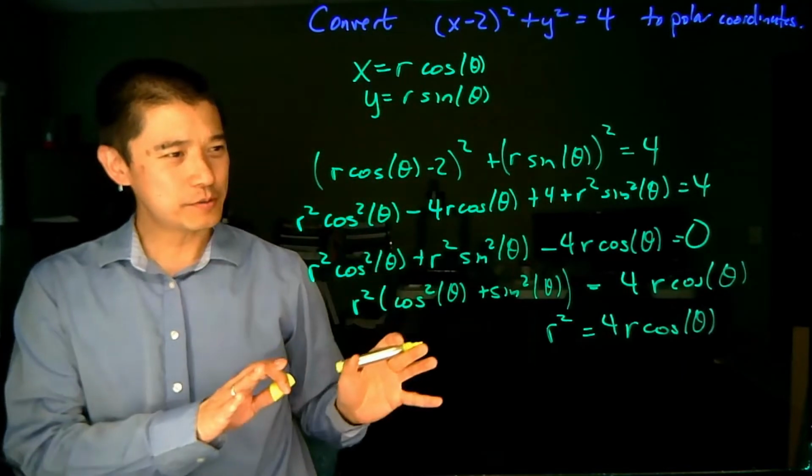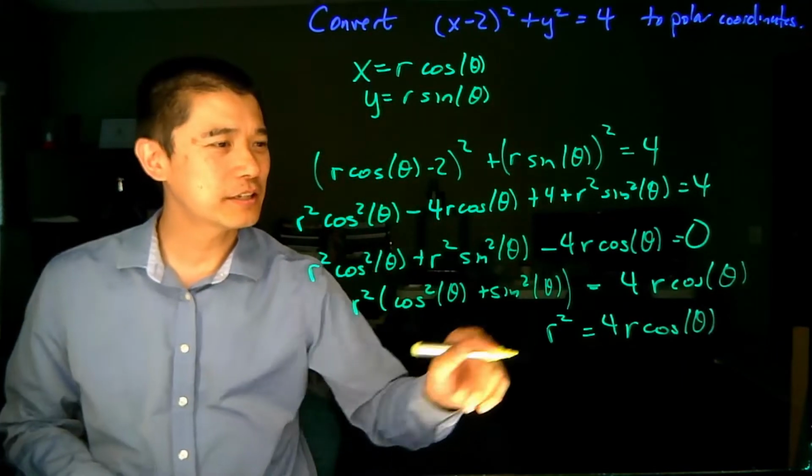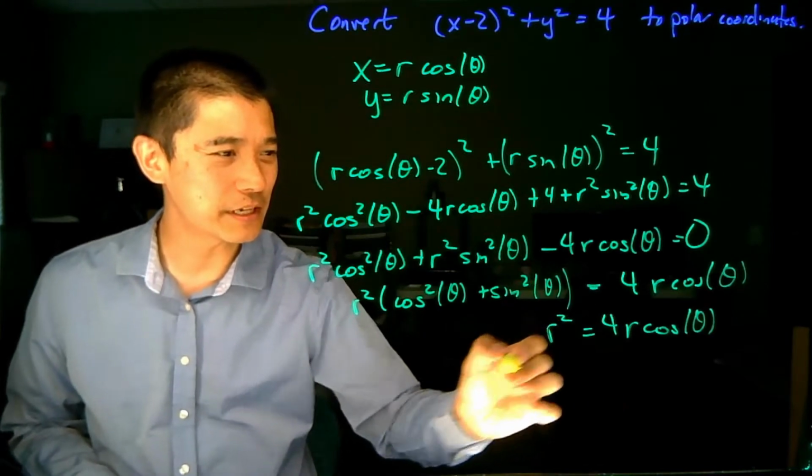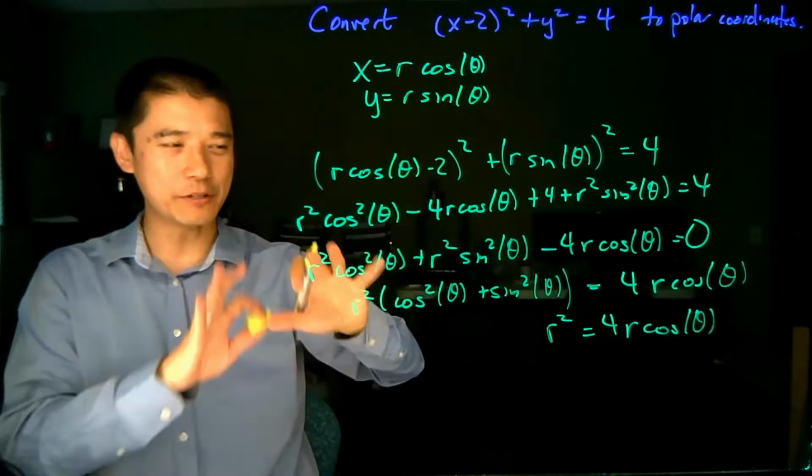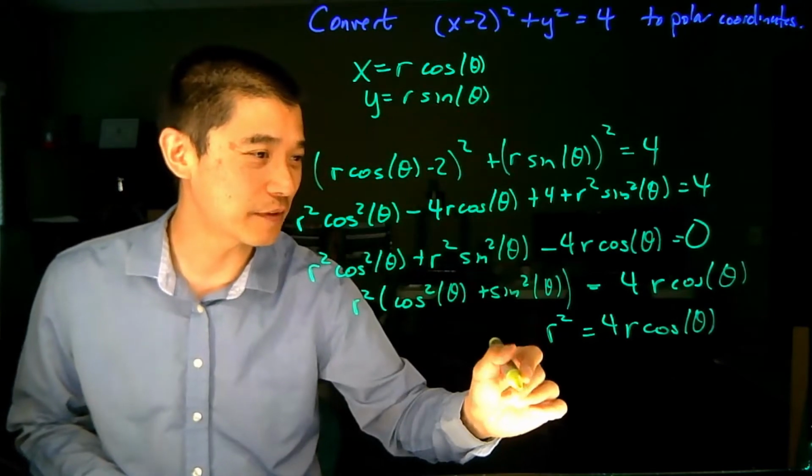Now at this point, you can leave it like this. This is technically correct. There's actually two formulas that we get out of this, and this set of points will satisfy at least one of them.